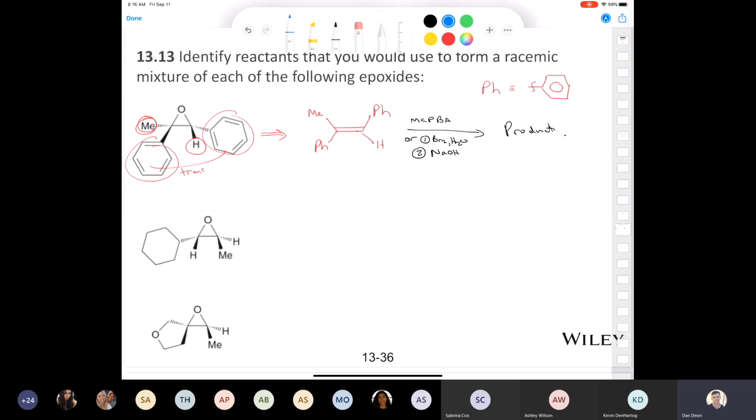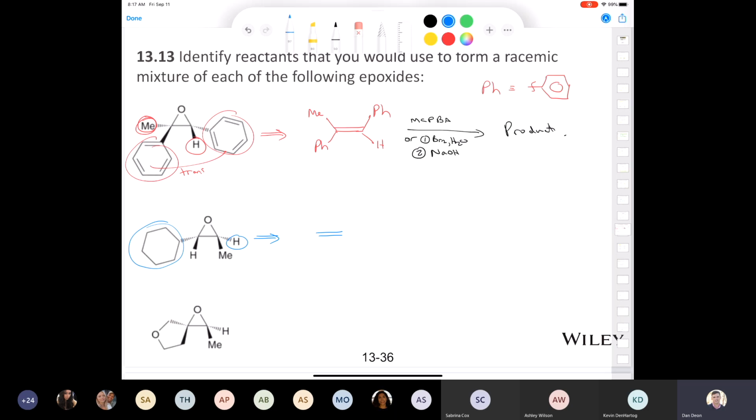Let's give a shot at the next one here. So we're going to start with an alkene, okay, to make an epoxide. I'm just going to circle 2 groups here. What about this cyclohexyl group and this proton? Based on the ring that you see here, in my alkene, would these 2 groups be cis to each other, or would they be trans to each other? The 2 groups I have circled in blue.